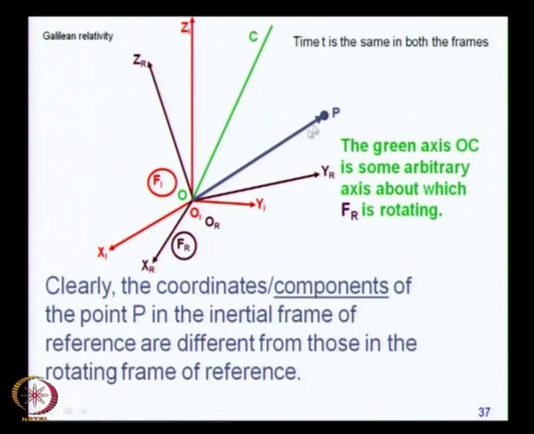The components of this position vector of course are different, right, from the origin to the point. So, given that perception which both the observers have, the x component, the y component, the z component, they will of course change from time to time.